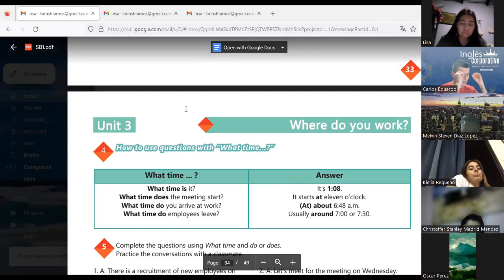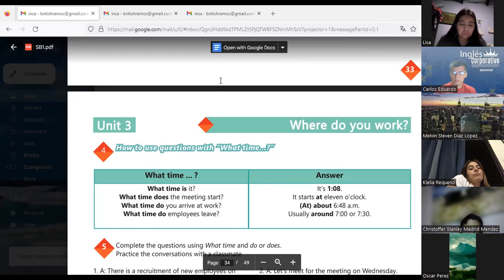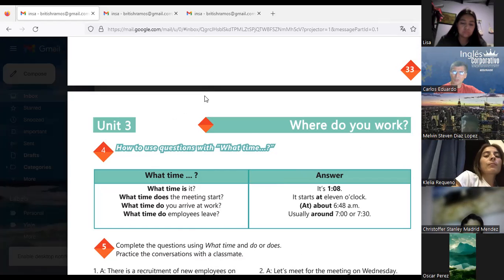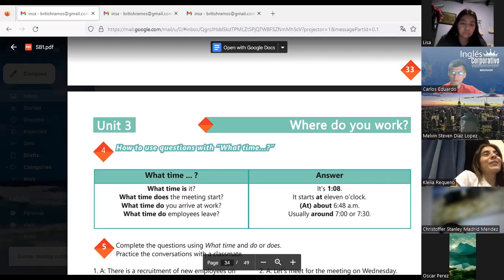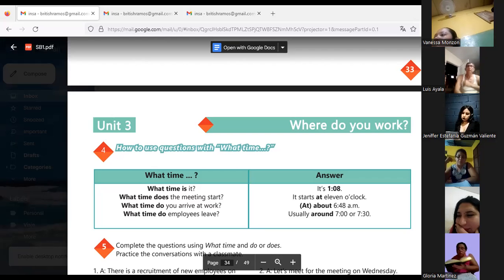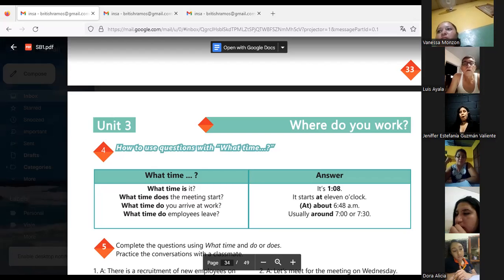Christopher, what time do you take a shower? At about 6. Okay, thank you. Clelia, what time do you have breakfast? At about 10 a.m. Wow, very late. Now, Lisa, what time do you go to bed? At 11 o'clock. Evelyn, what time do you go to bed? At 12 o'clock. Wow, very late.